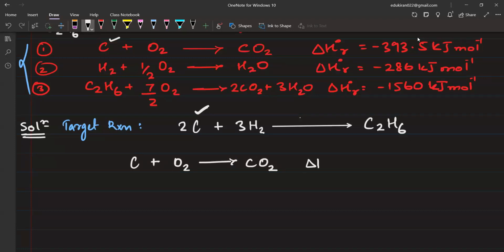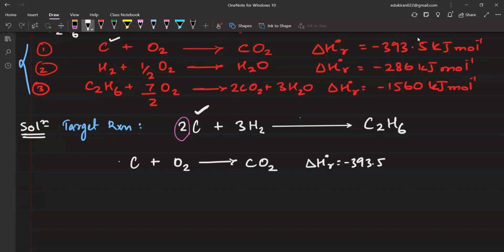So we have delta H naught R will be equal to minus 393.5 kilojoule per mole is the unit. We will remember the unit. We don't worry about the unit. But if you see very properly, I need 2 carbon atoms in the target reaction. Is that right? Yes or no? Yes, sir. Okay. So I will multiply 2 in the whole equation.